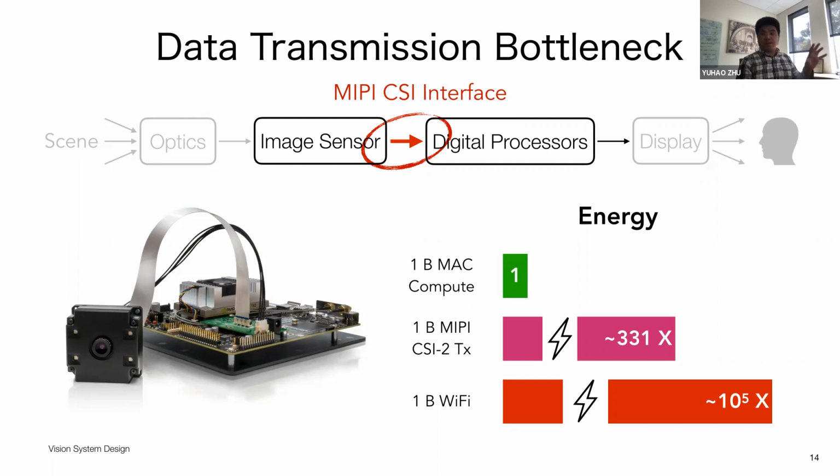If your sensor node has no compute capability, you probably have to transmit the data back to the cloud. Transmitting one byte of data through Wi-Fi consumes even more, five orders of magnitude higher energy than doing computation. All this is to say that we ideally want to transmit as few pixels, as little data from the sensor as possible.